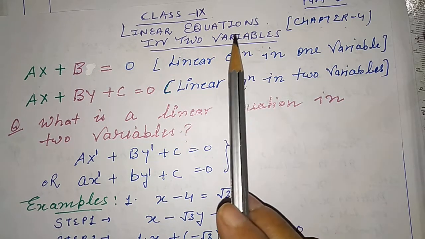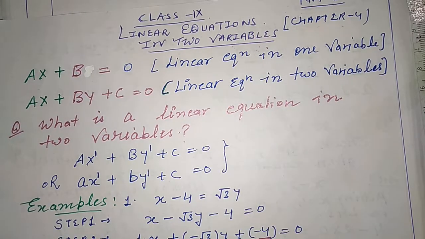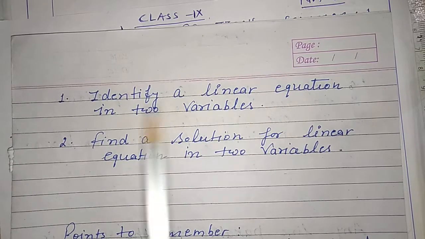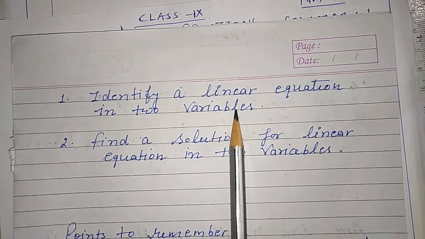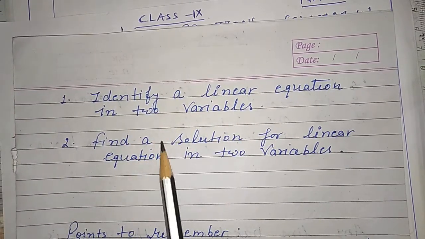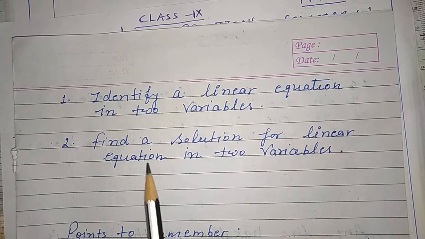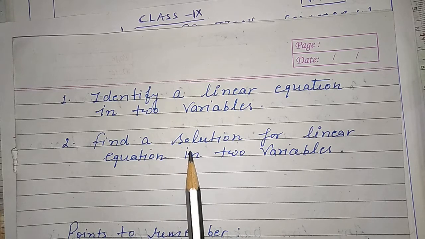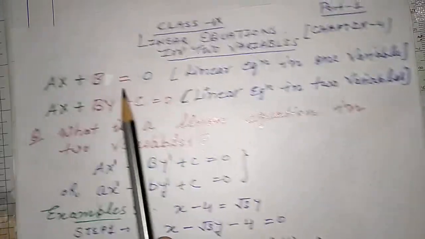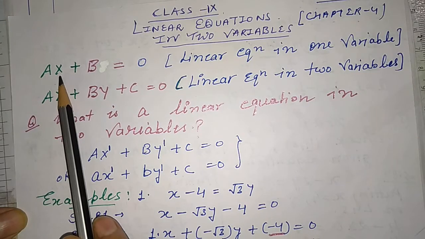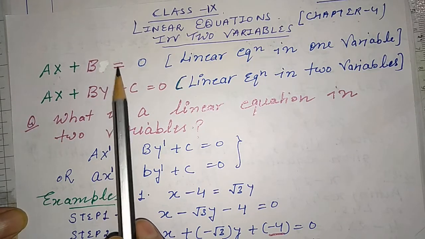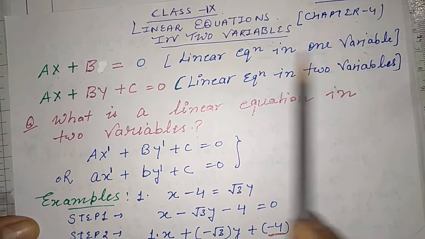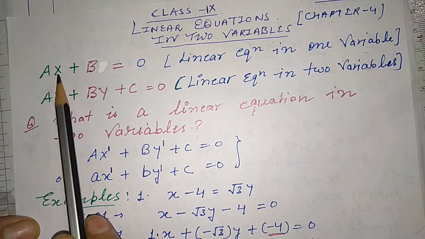At the end of this chapter we'll be able to identify a linear equation in two variables, and we'll also be able to find a solution for a linear equation in two variables. So identification and the solution. If we write an equation as ax plus b is equal to 0, we can see this is a linear equation in one variable, because the one variable here is x.